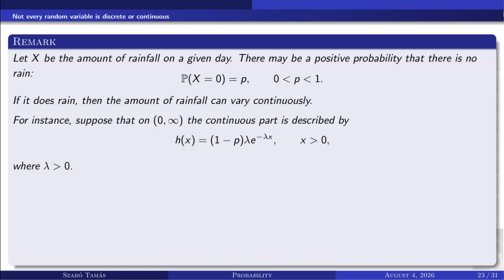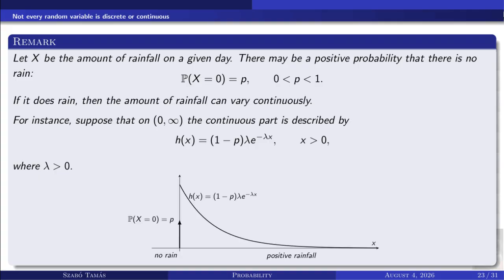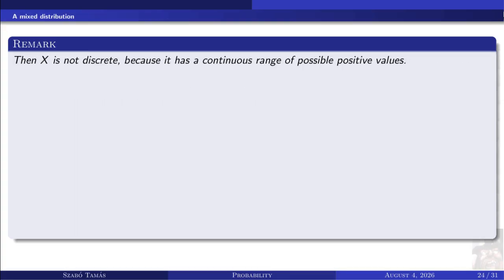Suppose that on the positive half-line, the continuous part is described by h(x) = (1 - p) λ e^(-λx) for x positive. The picture shows an atom at 0 and a continuous density on the positive half-line. Then X is not discrete because it has a continuous range of possible positive values.